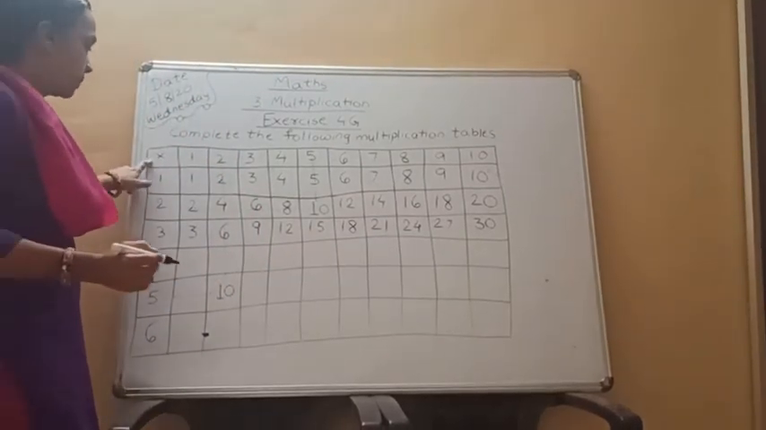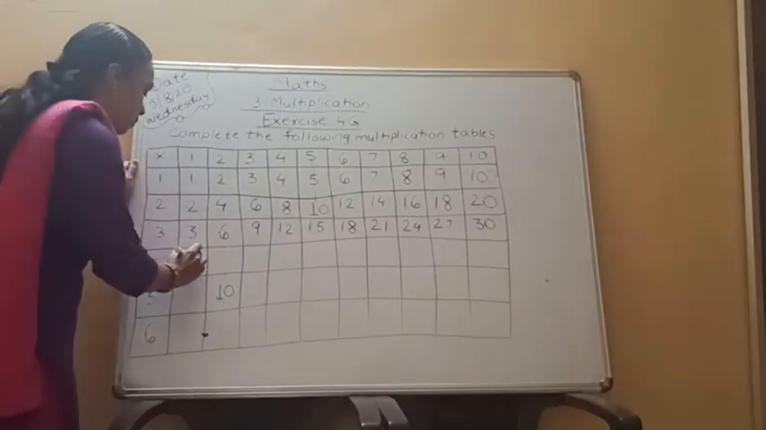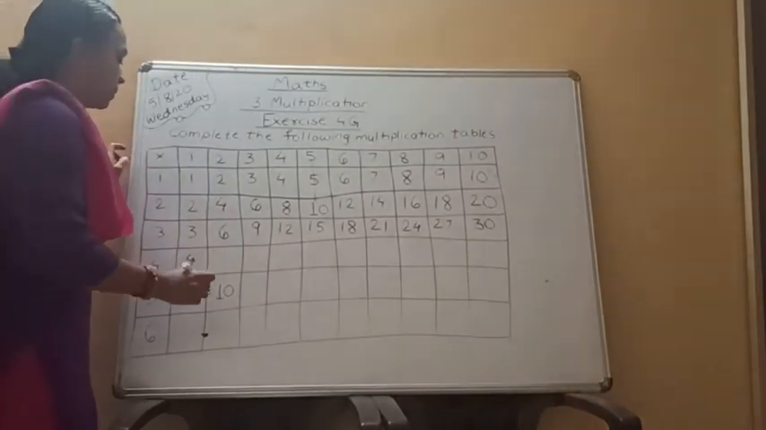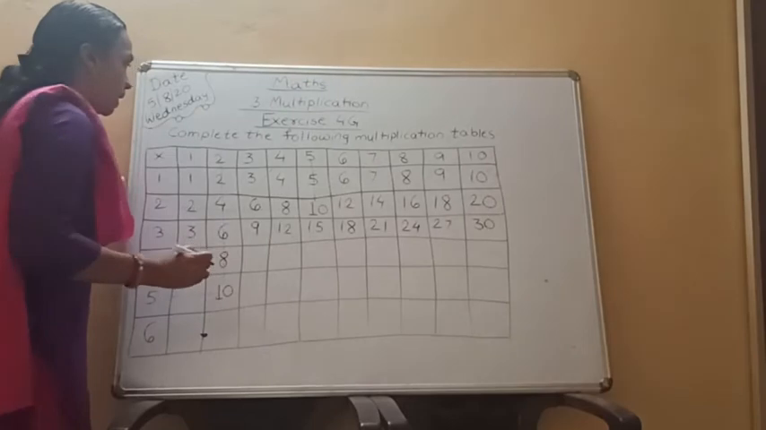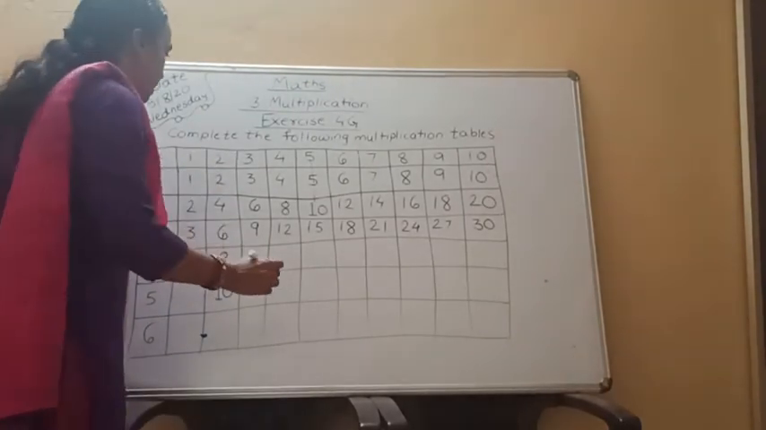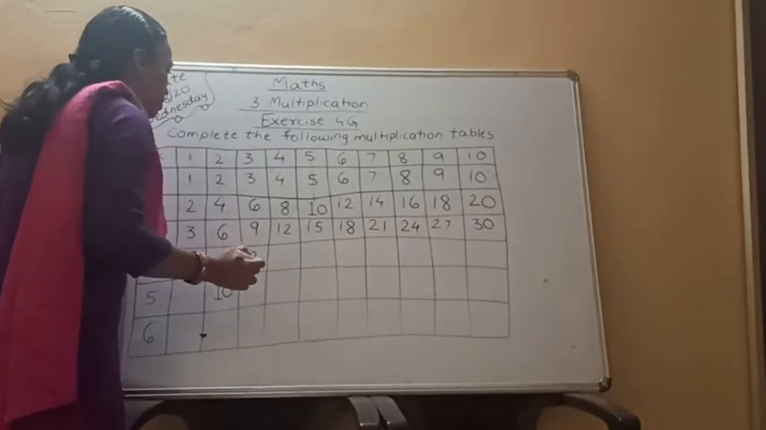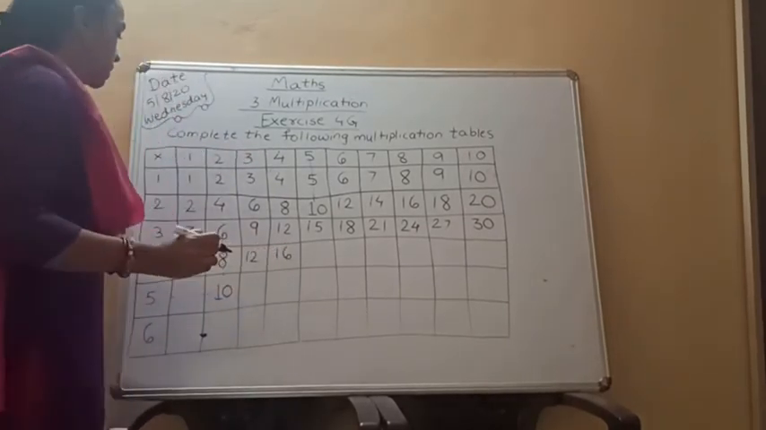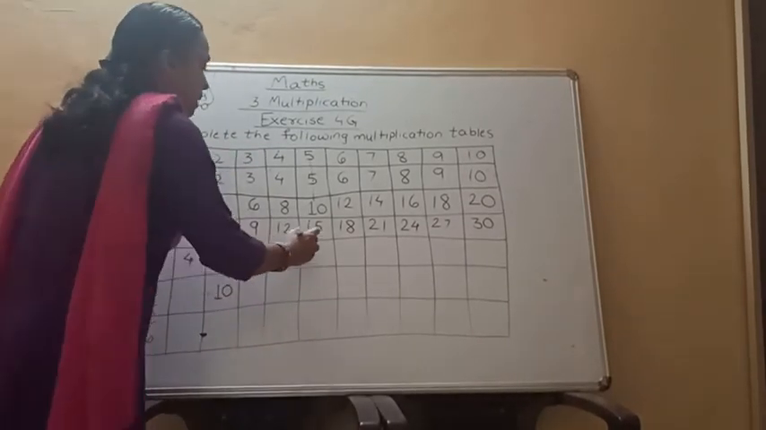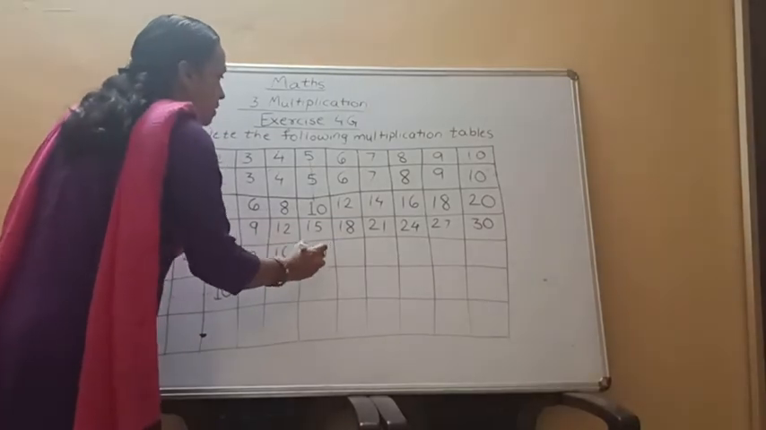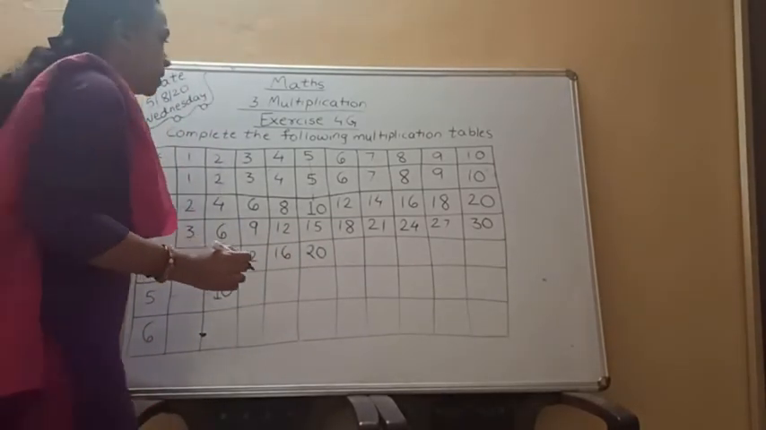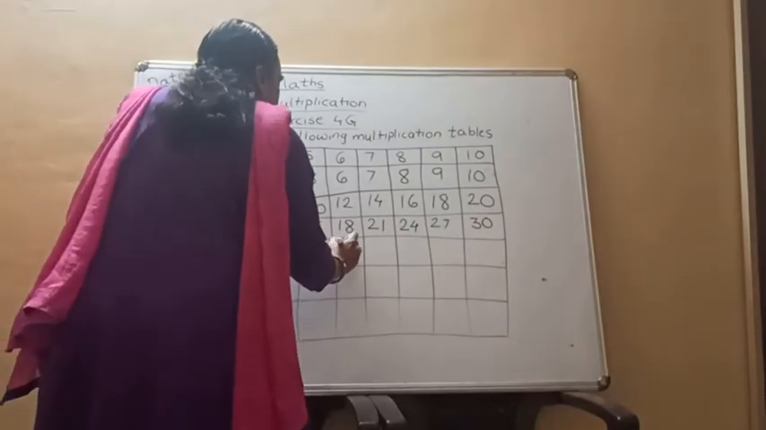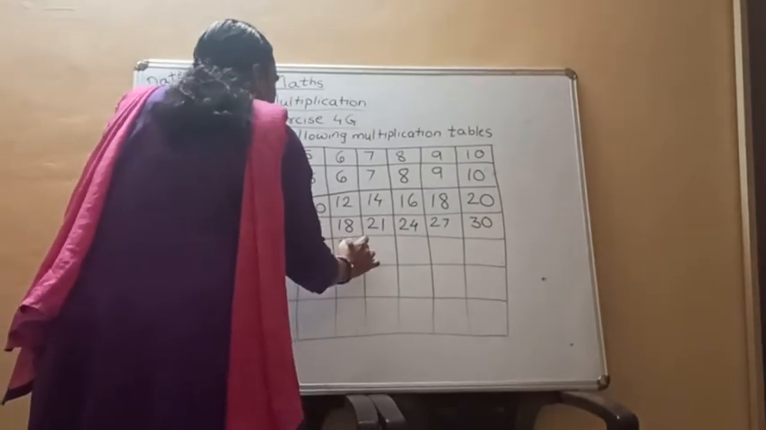4 multiplied by 1. 4 ones are 4. 4 multiplied by 2. 4 twos are 8. 4 multiplied by 3. 4 threes are 12. 4 multiplied by 4. 4 fours are 16. 4 multiplied by 5. 4 fives are 20. 4 multiplied by 6. 4 sixes are 24.